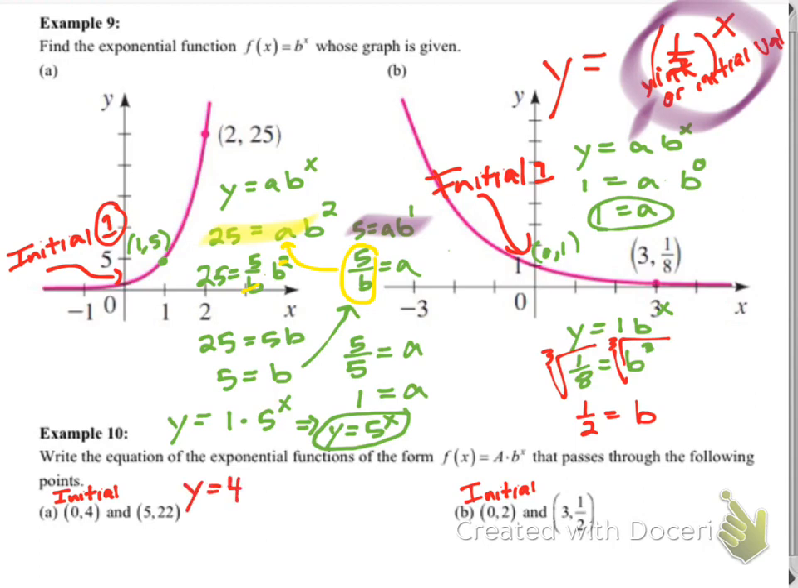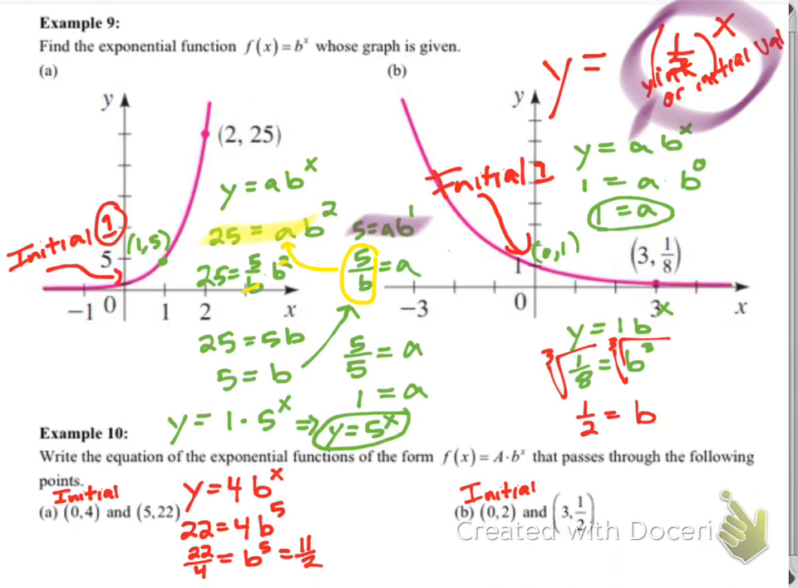So let's go ahead and start that way. In part A, 4 is my a times b to the x. I just use the other point, (5, 22), for x and y. And then we just solve for b to get that piece of the equation. Now these are not clean. There's nothing about these that's going to look good to you, but it's about sticking with it to get your a, get your b, and plug them into y equals a times b to the x regardless of what they look like. We'll simplify later. I'm going to divide both sides by 4 to get b to the 5th by itself.